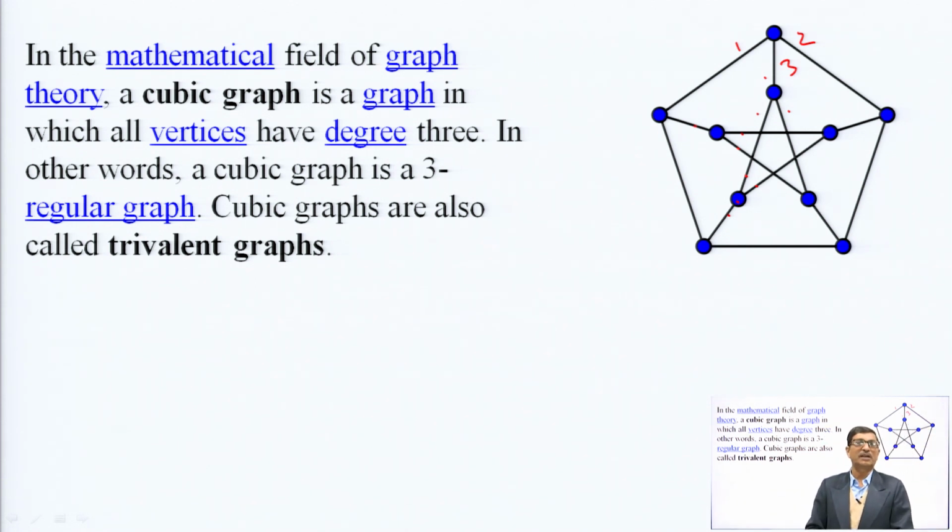So, in the mathematical field of graph theory, a cubic graph is a graph in which all vertices have degree 3. In other words, a cubic graph is a 3-regular graph. Cubic graphs are also called trivalent graphs.